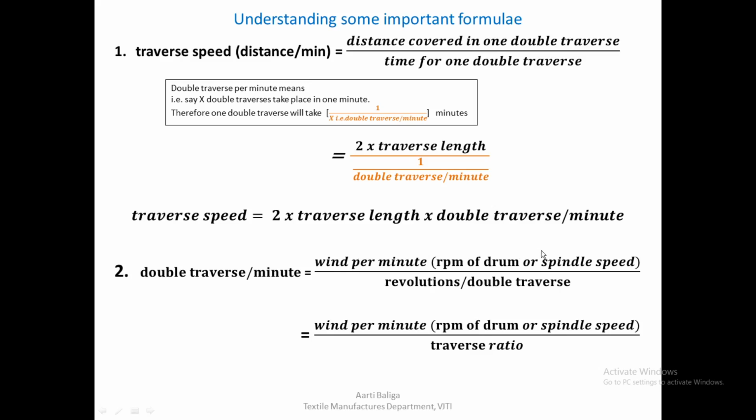So when I convert this, revolutions per double traverse actually means traverse ratio. So I replace it with traverse ratio. I get the formula as wind per minute divided by traverse ratio, which is nothing but double traverse per minute. So these are the two main important formulae which I may require in my future discussion.